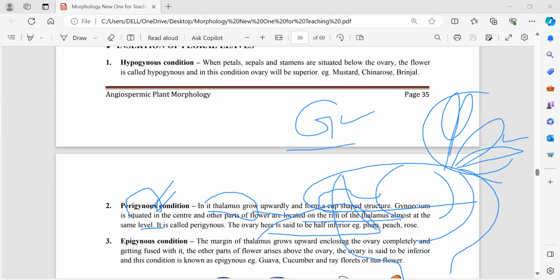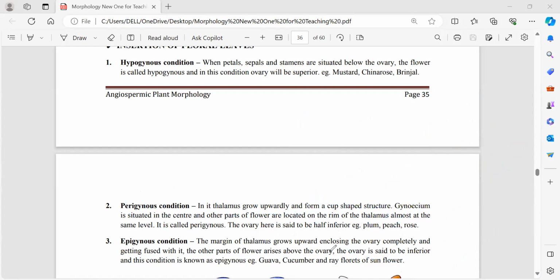So we have examples like plum, peach, and rose. This type of condition of the ovary is present in some members of family Rosaceae.